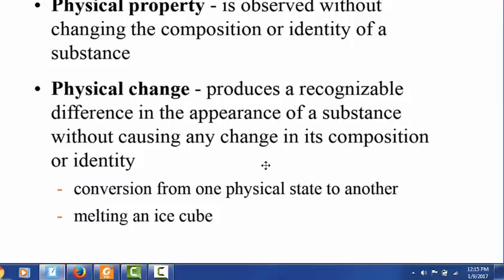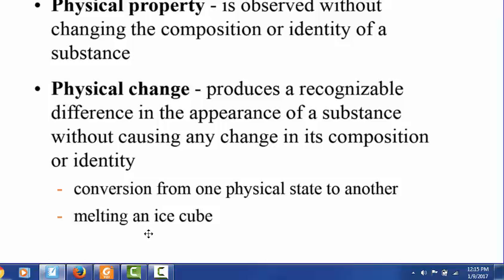Most common physical changes are physical state changes, such as going from solid to liquid, melting an ice cube. So say I have a cube of ice, so water, H2O, and it's solid, and I melt it. Now it's liquid, but it's still H2O. I did not change the composition or identity of it. It is still H2O. It just went from being solid state to liquid state.